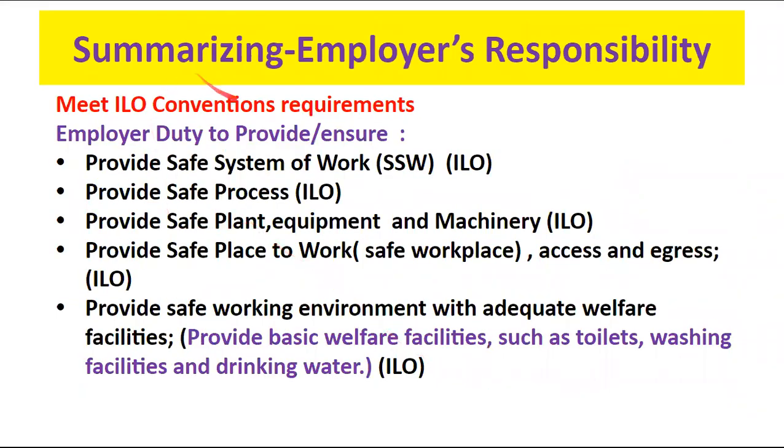Now we can summarize the employer responsibility as per the ILO requirements and other legal requirements. So it is the employer duty to provide or ensure a safe system of work, safe processes, safe plant, safe equipment, and safe machinery, and to provide a safe place of work, safe access and egress, like entry and exit, for example, a confined space or any other hazardous place.